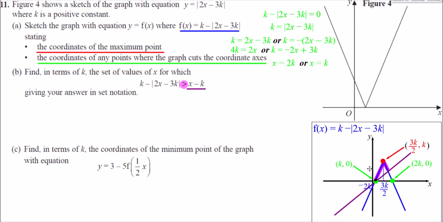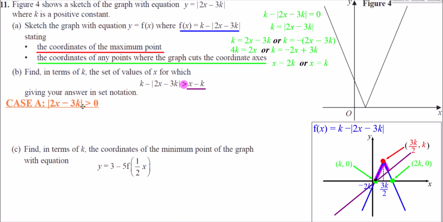So there's two different cases. One case, of course, is where x is going to be greater than 3k over 2 on the right hand side of this red maximum. The second case will be when x is less than 3k over 2, where we're looking on the left-hand side of this maximum. So taking it one step at a time, one case at a time.